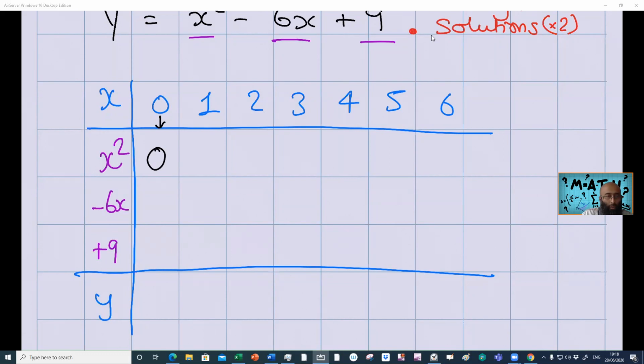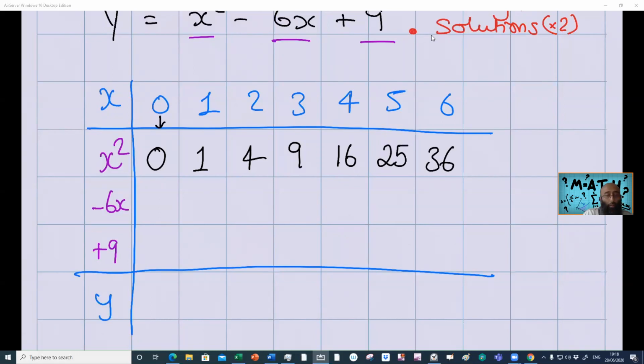Let's go. So Eliza, what's 1 squared? 1. Lovely. And 2 squared? 4. And 3 squared? 9. And 4 squared? 16. 5 squared? 25. And 6 squared? 36.